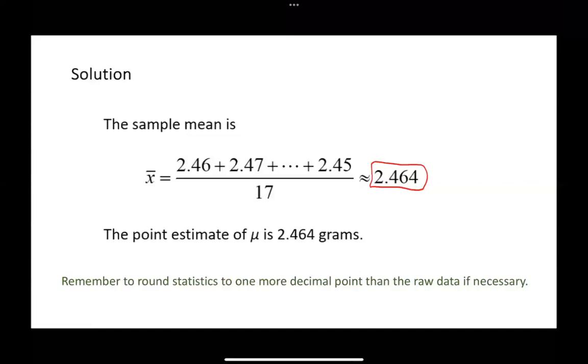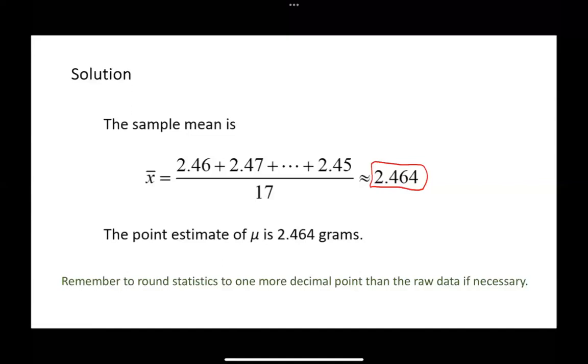And we generally round our sample statistics to one more decimal point than the raw data. So if our raw data is 2 decimal points, we round it to 3. If it was 1 decimal point, we'd round it to 2. If there are whole numbers, round it to 1, if that makes sense.